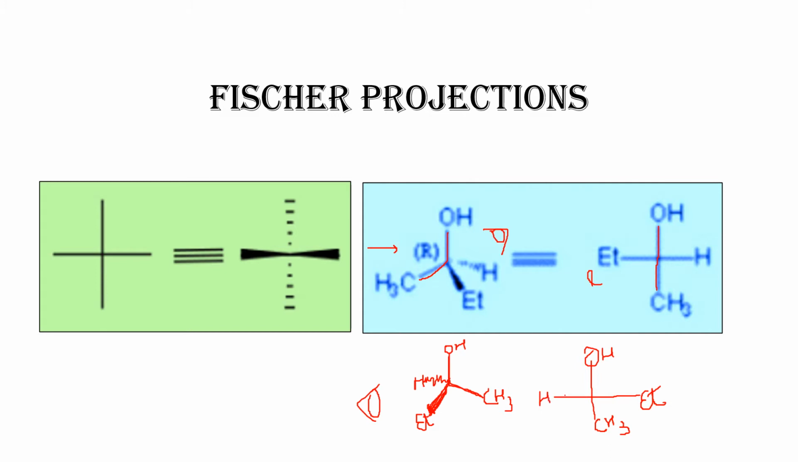Are you clear? Just check, this is the R configuration. Here also check it: 1, 2, 3 and 4. As I said earlier, this hydrogen should always be in the vertical line, not in the horizontal line. If it is so, what do you have to do? Change the configuration. 1, 2, 3, this is S configuration, but this should be vertical, not horizontal. So you have to change this one, and because of that the S becomes R.